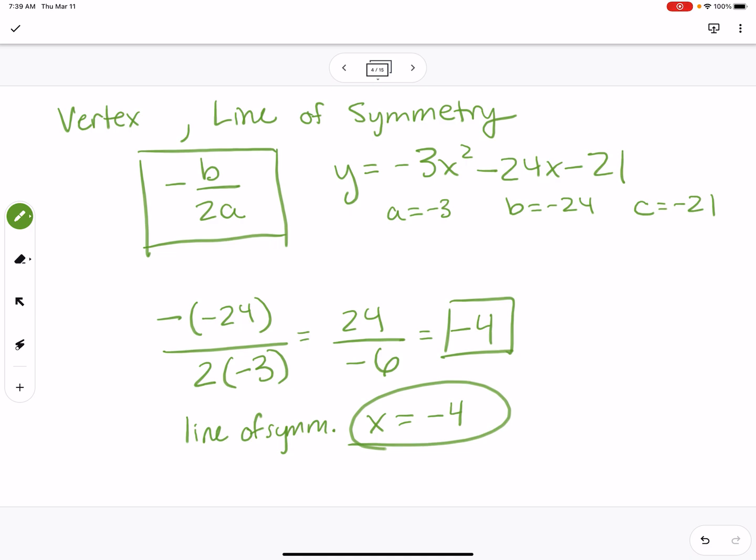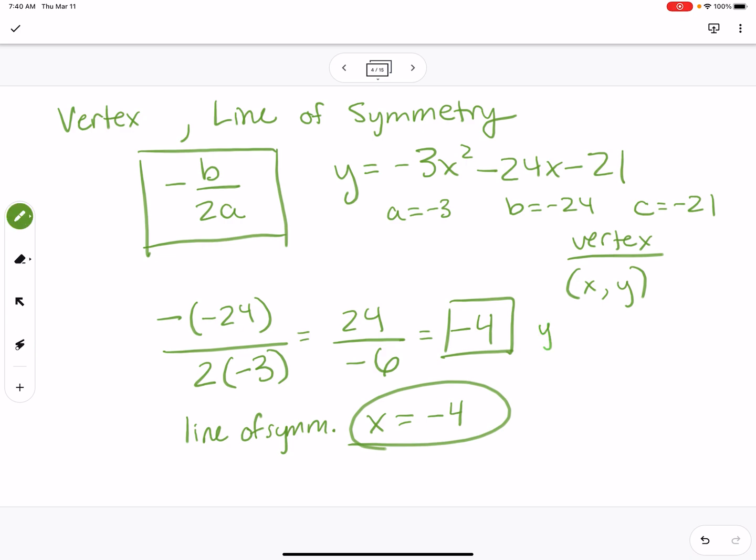Now, what if I want to get my vertex from this? Well, once I have this piece of information, then I know in my vertex I need to write it in the form x comma y. You need an ordered pair. So I already have this x value. What I need is this y value. And the way we can do that is by taking this x value and plugging it into our original equation, because we have this y equals. So if I can simplify this with my x value, I will know what my y is.